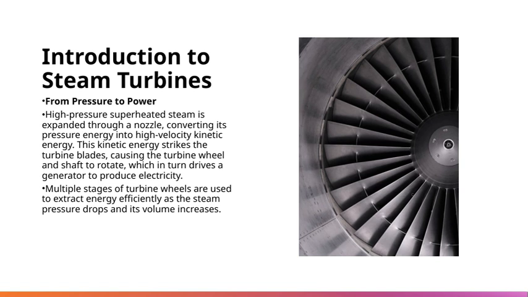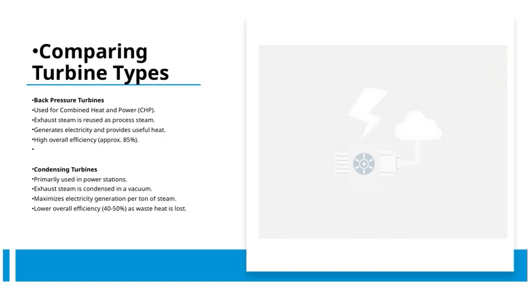in power plants. It's a beautifully coordinated process that connects the initial high-pressure steam to the final electrical power we rely on every day. Let's take a closer look at comparing different types of turbines. First, we have back-pressure turbines. These are mainly used in combined heat and power systems, or CHP.